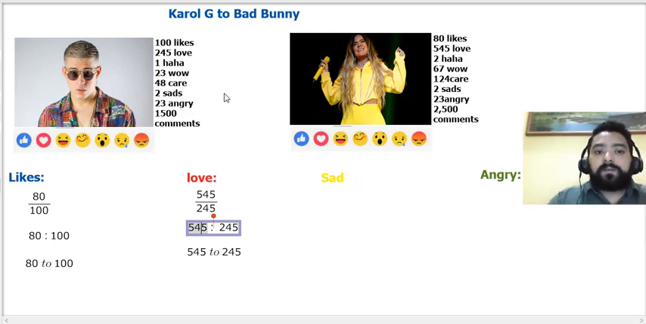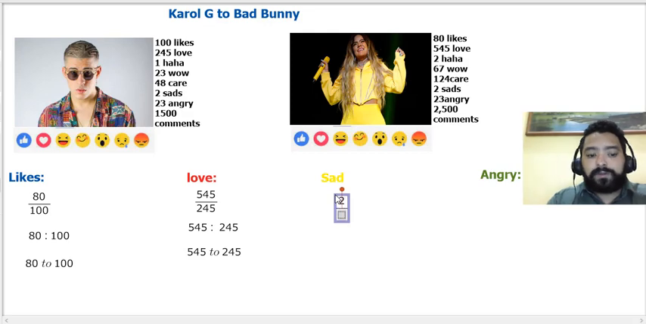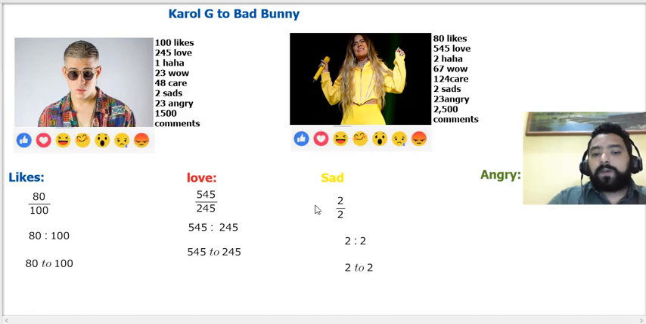Now we have sad. For sad, Karol G has 2, and Bad Bunny, how many? Let me see. 2. We have the same quantity, so we're going to have 2 over 2. We have 2 in the column, and we have 2 to 2. These are the three ways that you can compare this ratio. Okay, remember, you can compare in these three ways.